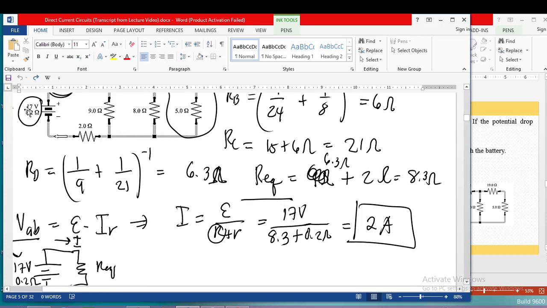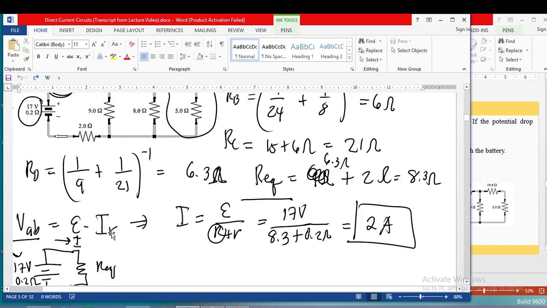Now since our battery has an internal resistance, we will not directly use V equals IR to find the total current. So we have to use the definition of internal resistance. We have this expression where VAB is the terminal voltage, epsilon is the EMF, and we have the internal resistance, the small r.